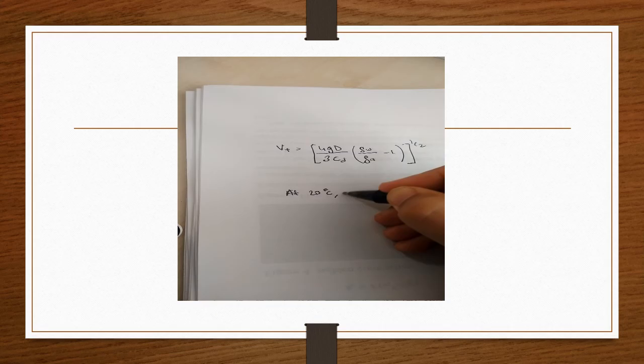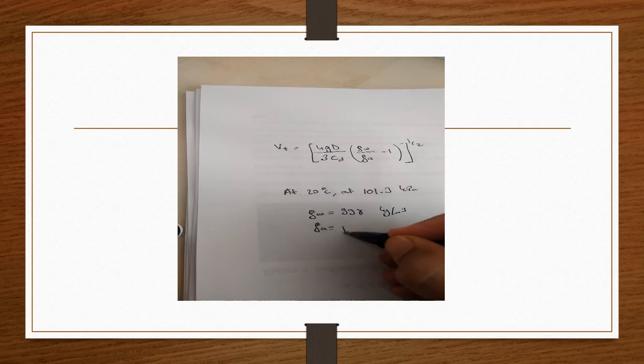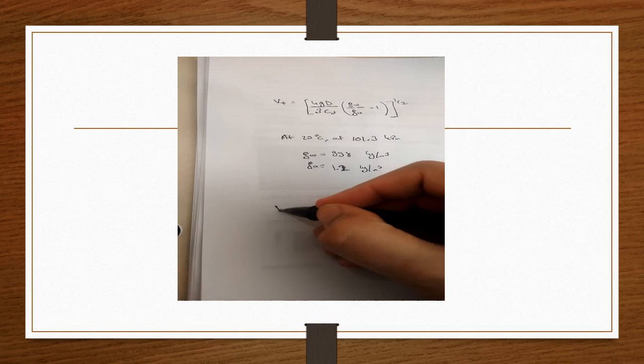We have to know, at temperature 20 degree and at 101.3 kilopascal, what is the density of water and what is the density of air. It's given, or you need to check the table, that it's going to be 998 kilogram per meter cube for water, and density of air is around 1.2 kilogram per meter cube at these conditions. Then we just need to calculate the terminal velocity.